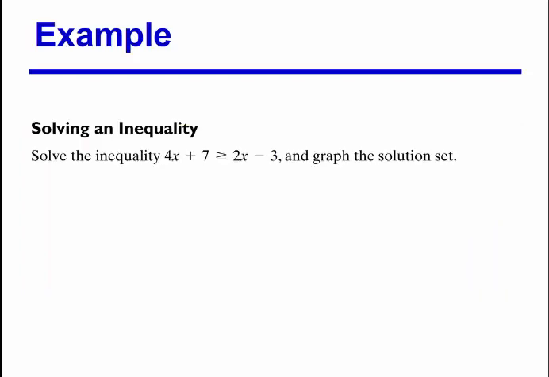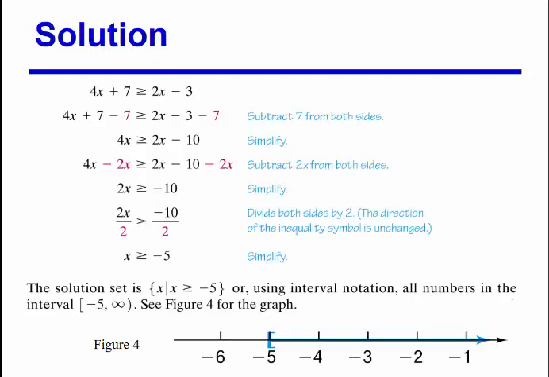So here we have the first inequality. We have 4x plus 7 is greater than or equal to 2x minus 3. We're going to solve it and then graph the solution set. The first thing we do is subtract 7 from both sides. Then we combine like terms and subtract 2x from both sides, and we end up with 2x is greater than or equal to negative 10.